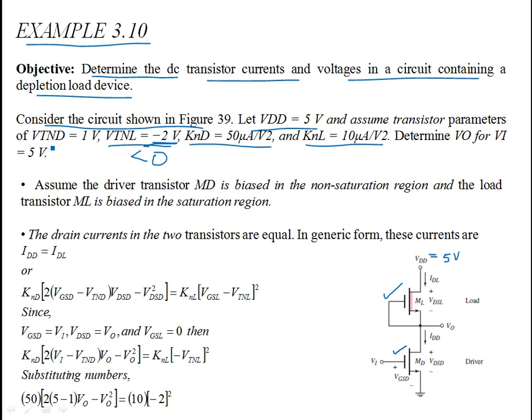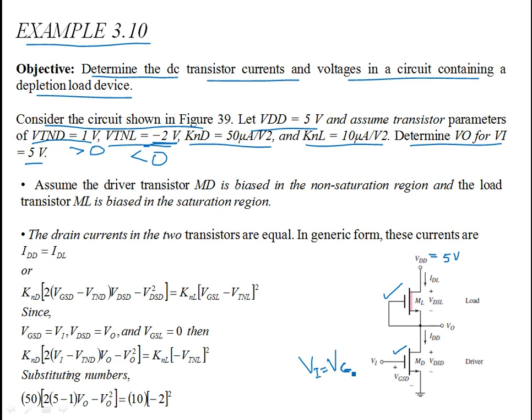Then you have the enhancement mode device, which is the driver transistor, so VTND is positive, so this quantity is positive. Okay, so you are required to determine the output voltage for VI equal to 5 volts. So the input is 5 volts. Let me write this down: VI is basically your VGSD.